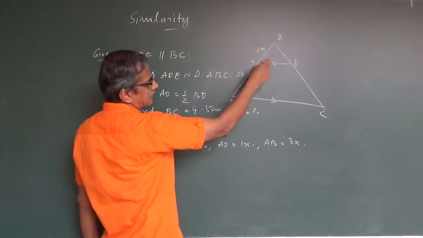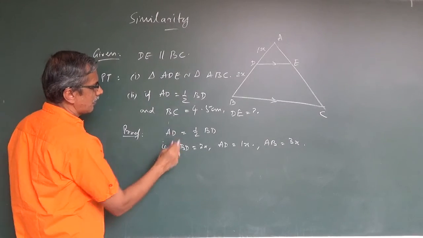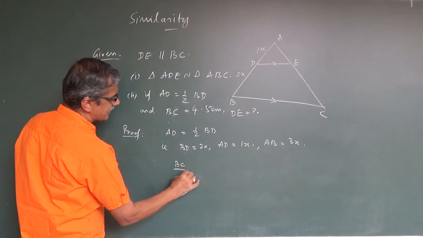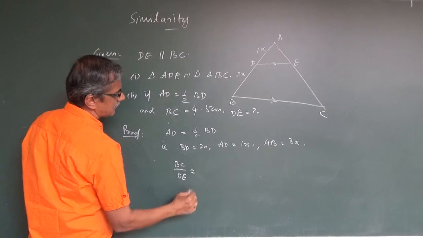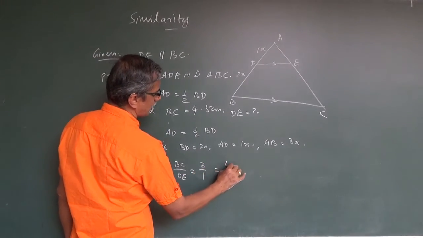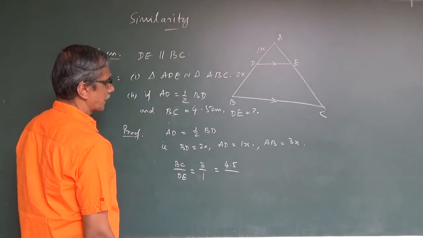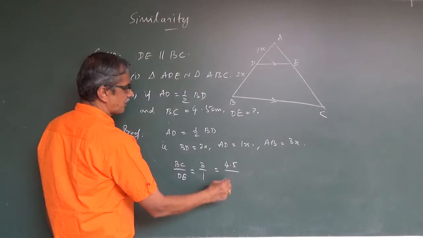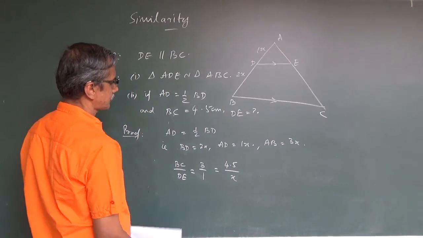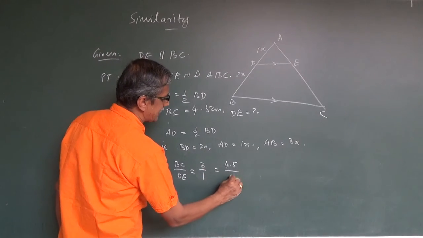So the two triangles are in the ratio 1:3. Now BC is 4.5, DE we have to find out. So BC by DE will be 3:1. This is 4.5, and this is DE.